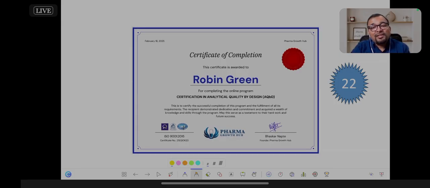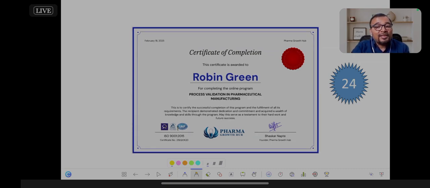22 is certification in analytical QbD, that is AQbD. 23rd is certification in QbD or quality by design. 24th is process validation in pharmaceutical manufacturing. So these are the 25 programs which have the valid certification.